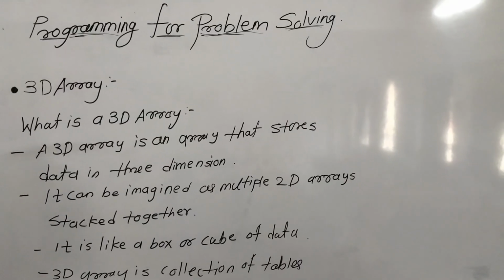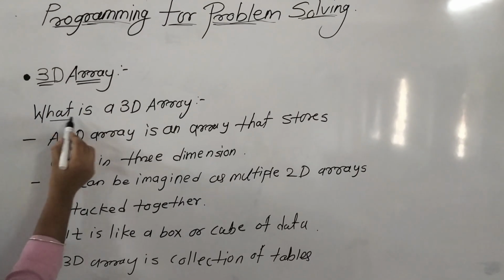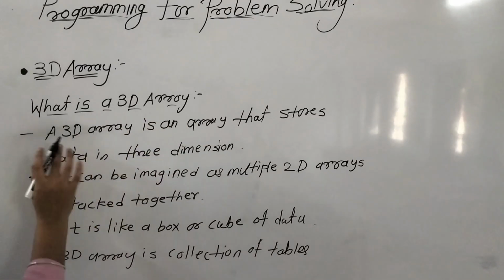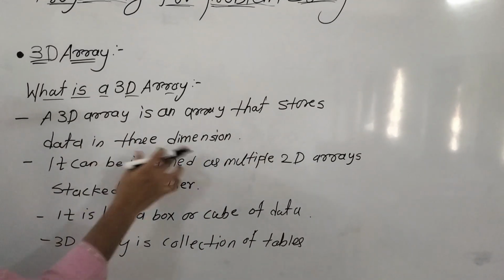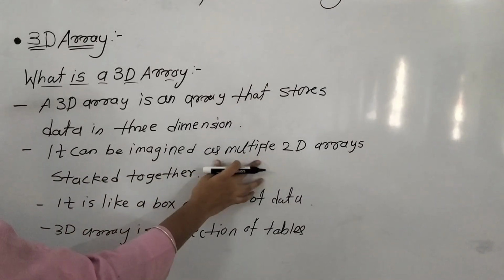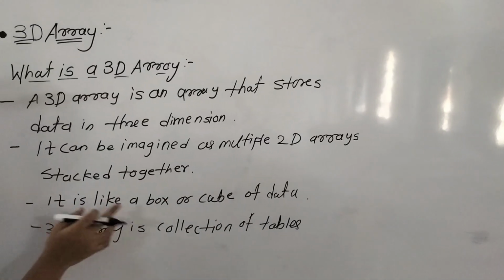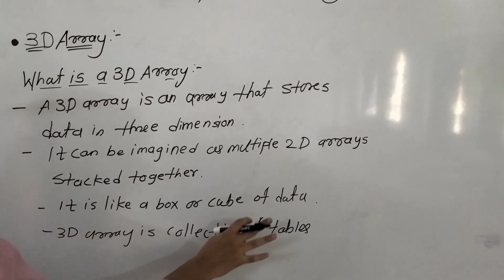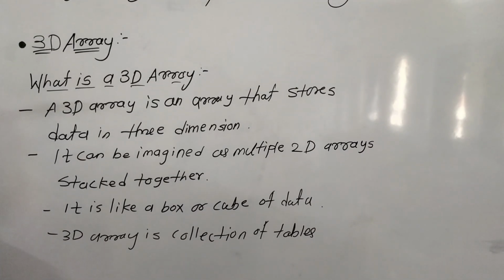So today I am going to explain to you what a 3D array is. First of all, see what a 3D array is. A 3D array is an array that stores data in 3 dimensions. It can be imagined as multiple 2D arrays stacked together. It is like a box or cube of data. A 3D array is a collection of tables.